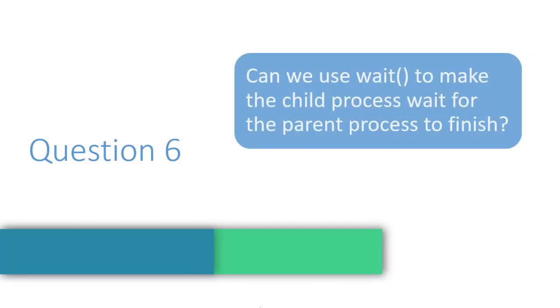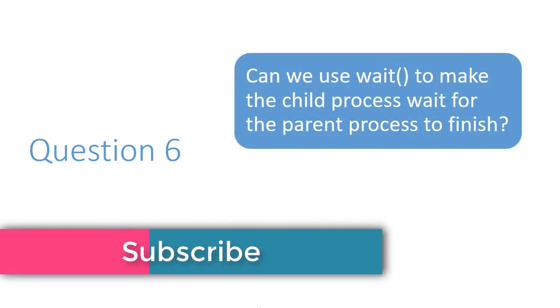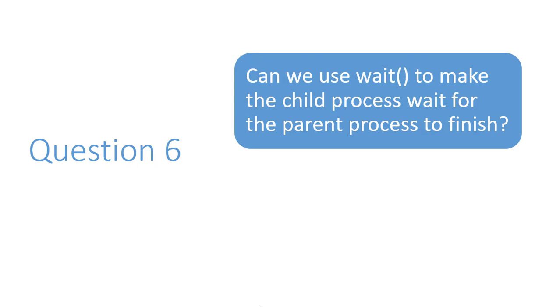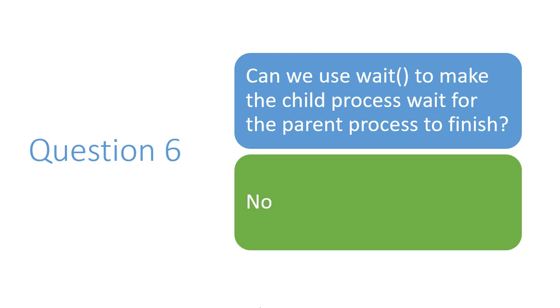Question number 6. Can we use wait to make the child process wait for the parent process to finish? The answer is no. This is not possible. Wait is used inside the parent process to wait for the child process to finish. If you use wait within the child, that is possible only if the child itself has got another child process. Okay, then it can wait for its own child, but not for the parent.